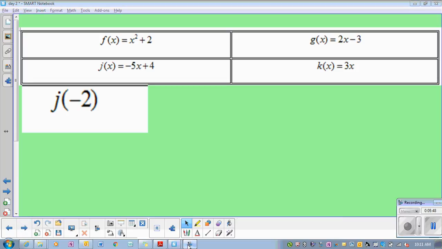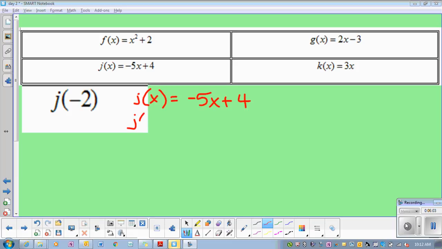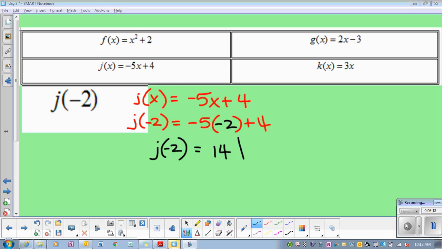When you are done, check with the shoulder partner. Make sure you two have the same answer. Alright, so a lot of you guys are saying you're done. J of x is negative 5x plus 4. But if I want to find J of negative 2, that would be negative 5 times negative 2 plus 4. So J of negative 2 gives me 10 plus 4, which is 14. Did we all get 14? Good. All right, let's go to the next problem then.